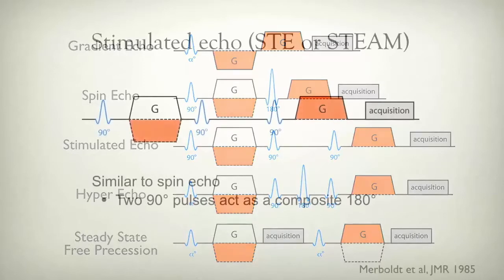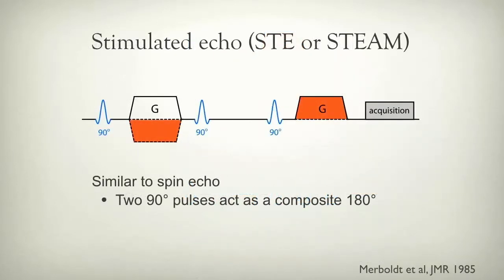So if we start with the stimulated echo, this is probably the second most common sequence to use. In this case, you can think of this as very similar to a spin echo, but now instead of having a 180-degree pulse, we've broken it into two 90s. Okay? And that can be useful for a number of reasons that I'll get into in a moment. But again, basically, in terms of understanding the sequence, you can think of this as a 180.